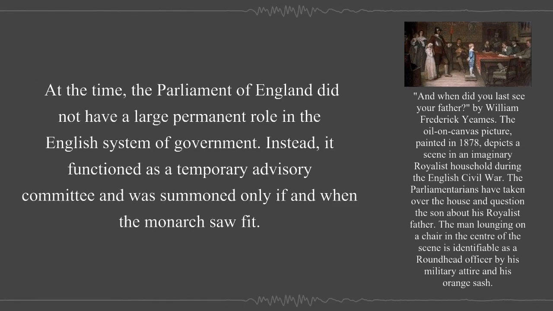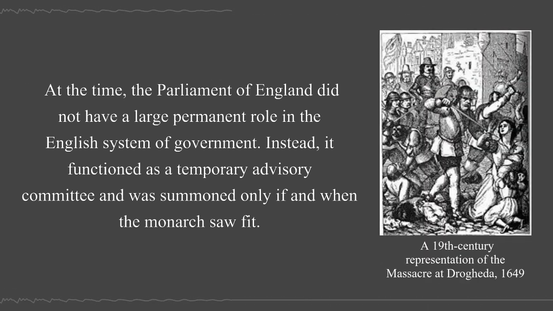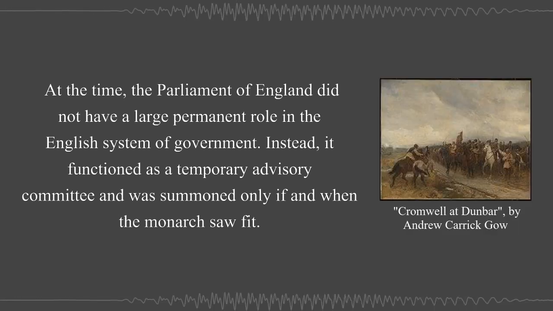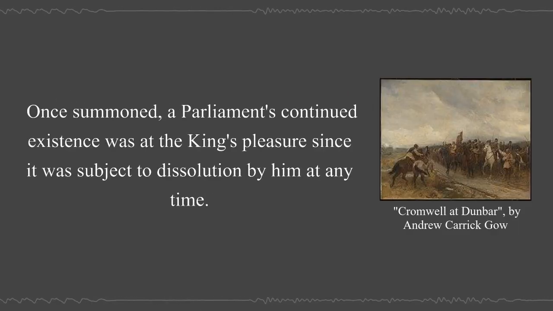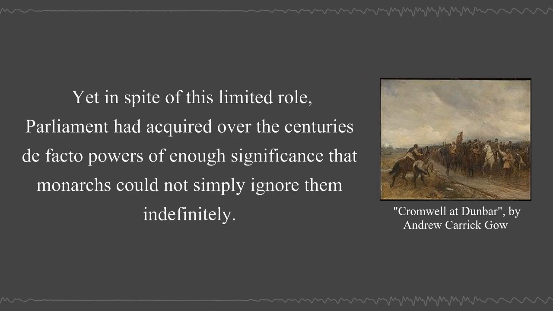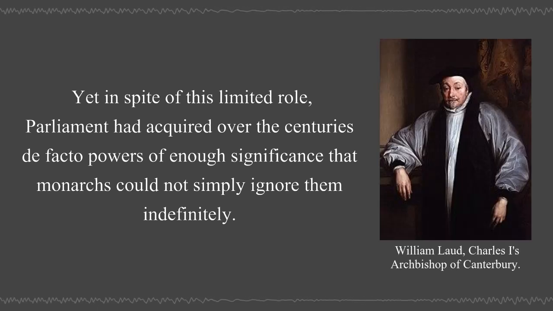At the time, the Parliament of England did not have a large permanent role in the English system of government. Instead, it functioned as a temporary advisory committee and was summoned only if and when the monarch saw fit. Once summoned, a parliament's continued existence was at the king's pleasure since it was subject to dissolution by him at any time. Yet, in spite of this limited role, Parliament had acquired over the centuries de facto powers of enough significance that monarchs could not simply ignore them indefinitely.